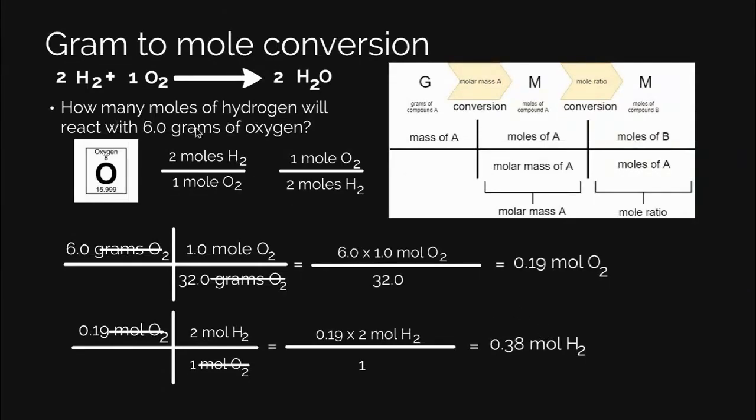And so in these two steps, in these two calculations that we just did, we found the number of moles of hydrogen that will react with 6 grams of oxygen. And that's very useful because we just started with the unit of grams and ended with the unit of moles. So we've done a great big conversion in this step.